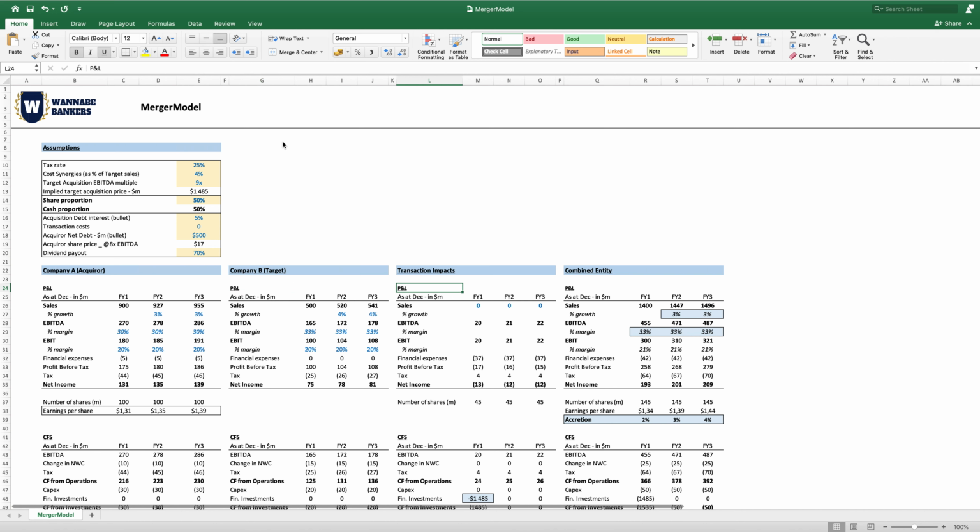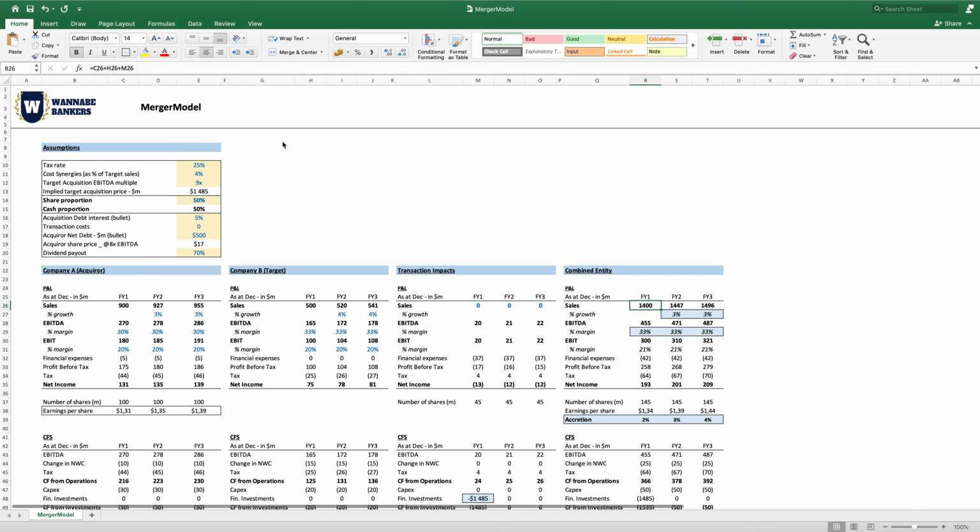What's new here is that we have a block called transaction impacts, in which we're going to record all the impacts related to the transaction, whether it's a merger or an acquisition. And the last block is what we call the combined entity. In fact, this block is simply the financial statements of company A plus company B plus the transaction impact. So it's a pro forma view of company A's financial statements, once it would consolidate company B, and once we would add the impacts of the transaction. So let's see how it works.